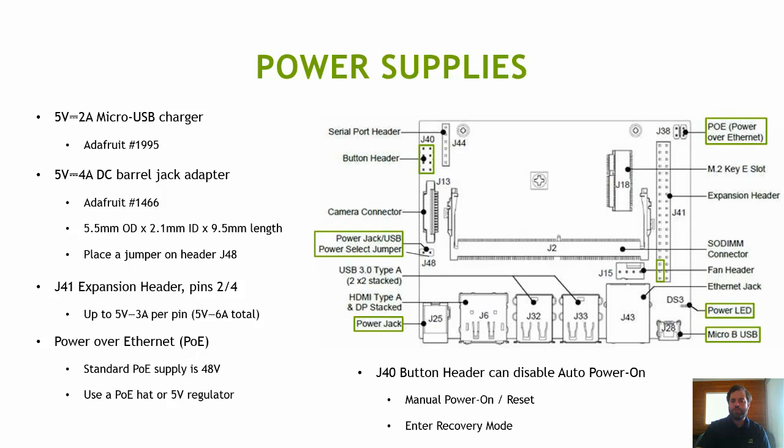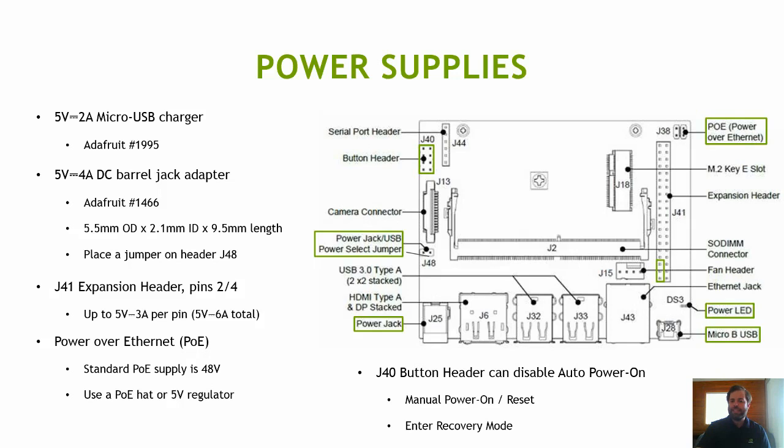The 48 volt source is automatically routed from the Ethernet port to the pins on the J38 PoE header. Either attach the PoE hat to that, like the Raspberry Pi has a PoE hat which fits the Nano, that has the regulator on board and will take the 48 volt source from J38 and connect the step-down 5-volt power to pins 2 and 4 on the J41 expansion header for you. Or you can manually wire a regulator of your choice between J38 and J41.